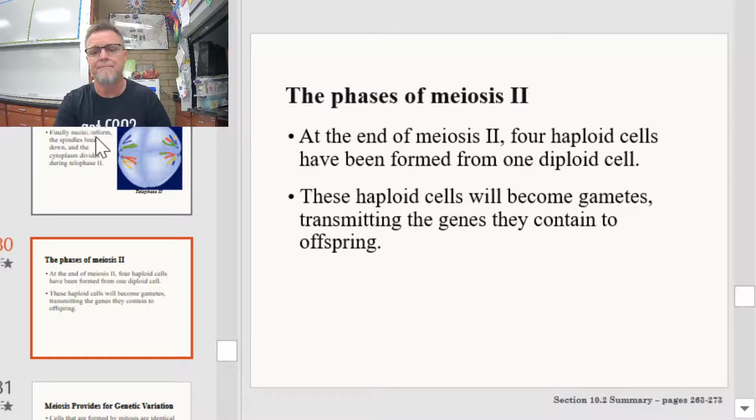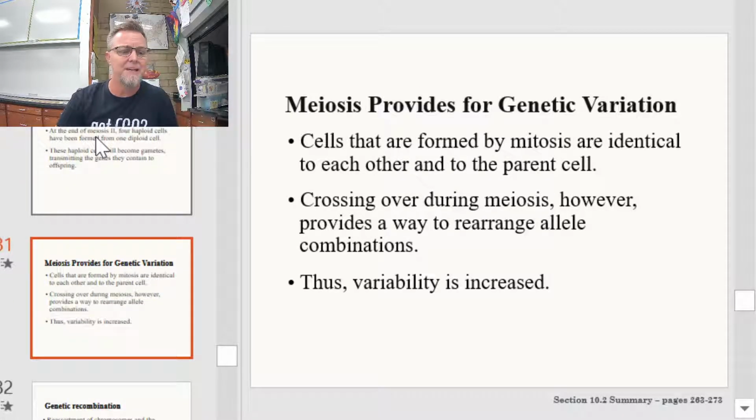All right. Last thing I'm going to remind you of is this is huge for genetic variation. The number 1 reason why meiosis occurs, sexual reproduction occurs, again, is so that we are not identical to our parents. Anything that sexually reproduces needs that genetic variation to increase the likelihood of survival from one generation to the next.